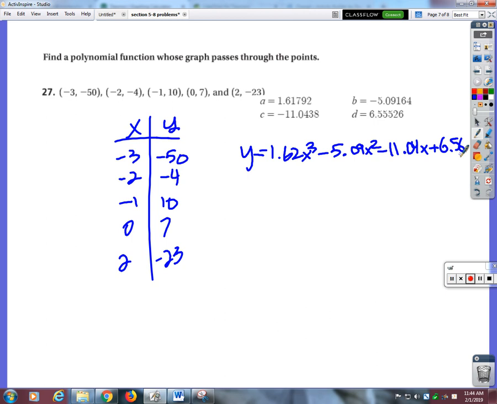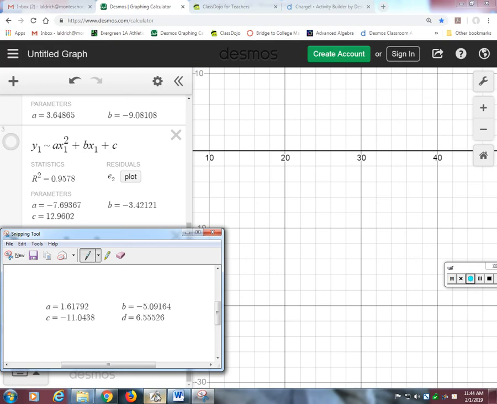Amy? That's fine. That's fine. Yep. It says find a polynomial function. There's the polynomial function. I found it. Yep. Okay. Amy? This stuff? Oh, no.